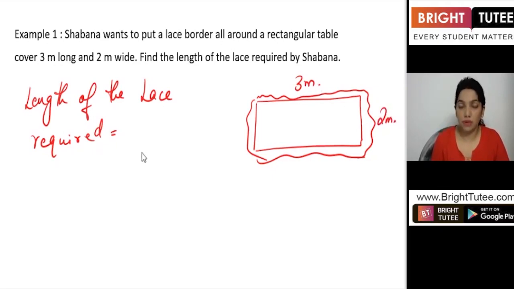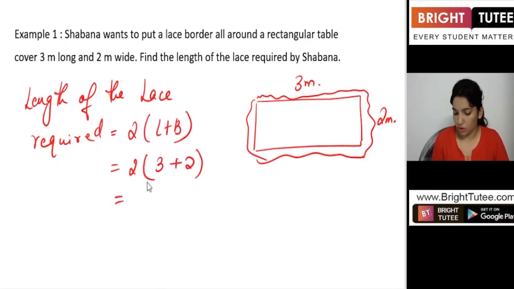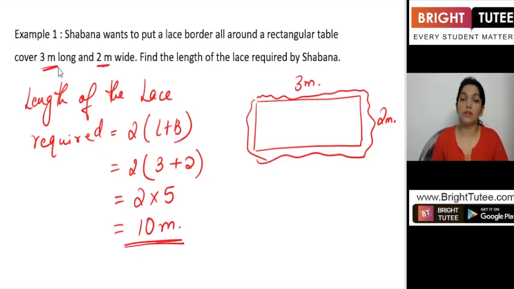The length of the lace required: it is 3 meters long and 2 meters wide. So it's very simple. How can we do it? 2 times length plus breadth. The length is 3 and the breadth is 2. So 2 added to 3 is 5, and my answer is 10 meters. Okay, because the question says meters, long and wide, so the answer must also be in meters.